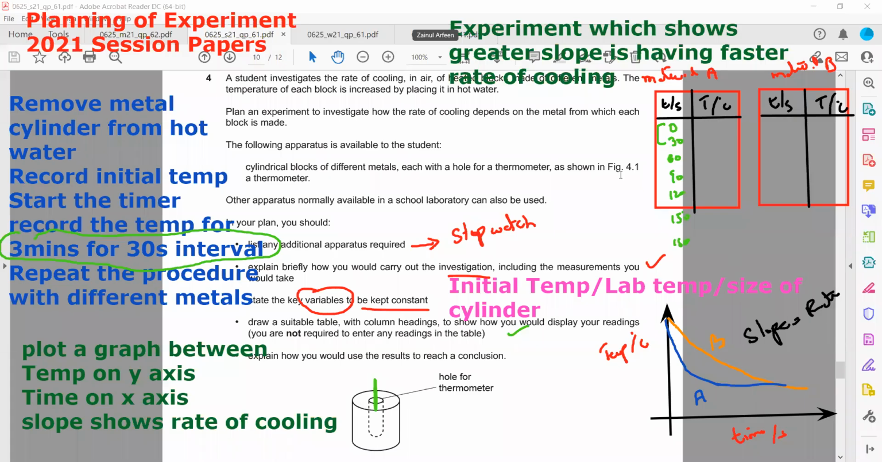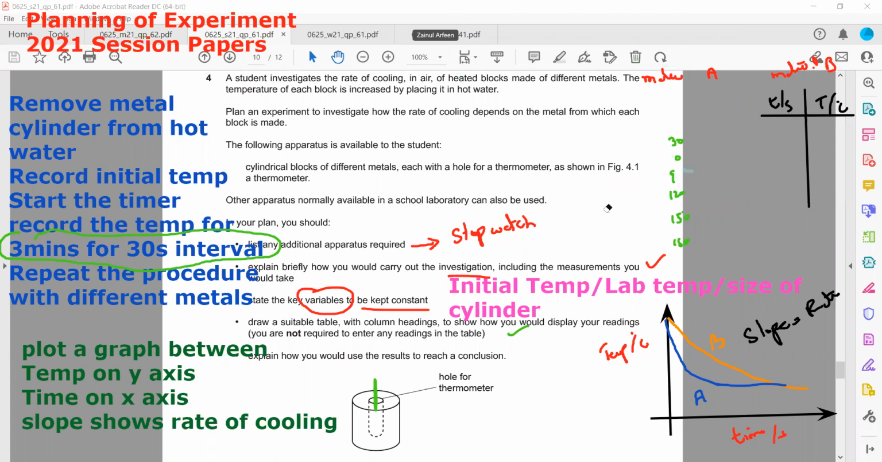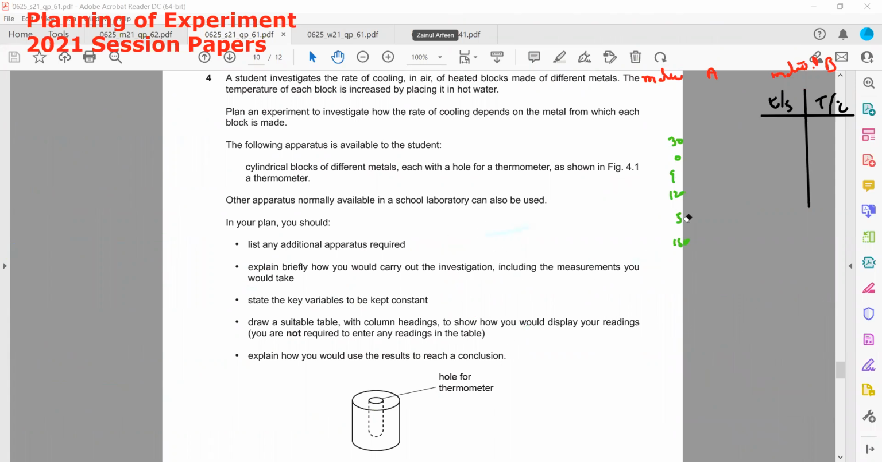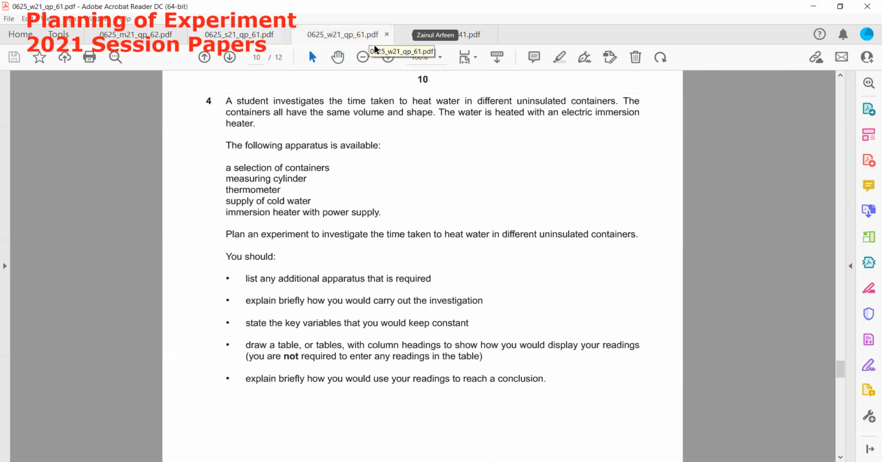And there is another question from the same 2021 session. You will find a pattern, you will find a similarity between the experiments. A common experiment is about rate of cooling, or sometimes it's about time period of a pendulum, and rarely you will find an experiment related to lenses. It is there, but not too many questions. Most common one is about rate of cooling. So this is from October, November 2021, paper 6, variant 1.